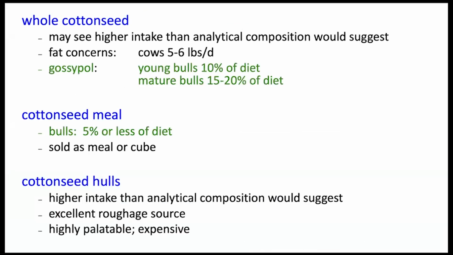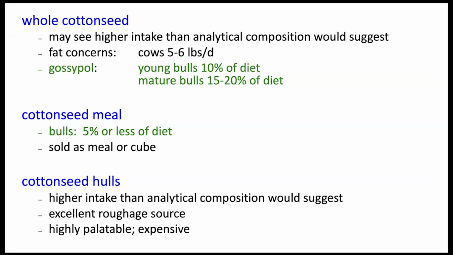So some feeding guidelines with some of our cotton products, with whole cotton seed. Sometimes we'll see those animals eat a little bit more than what we'd expect based on the analytical composition. That has to do with the hull being part of that whole cotton seed. I mentioned earlier there are limitations from a fat standpoint. We should not feed more than about 5 to 6 pounds of whole cotton seed per cow per day. Otherwise, we get too much fat in the diet.